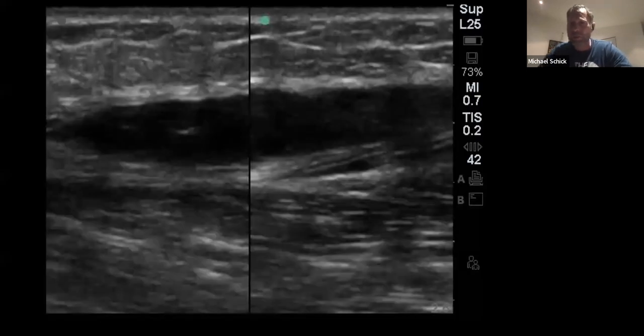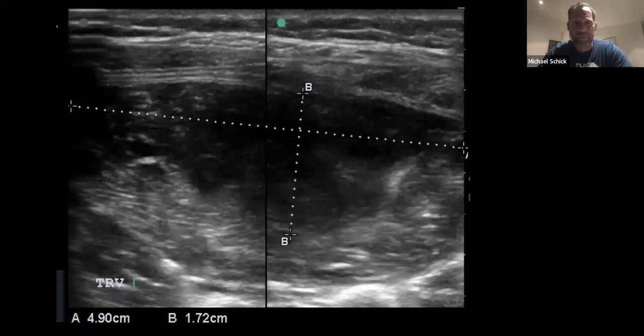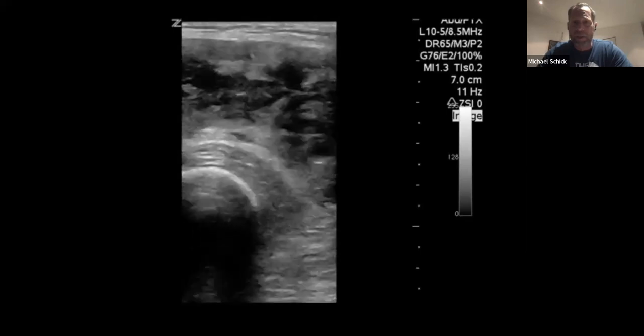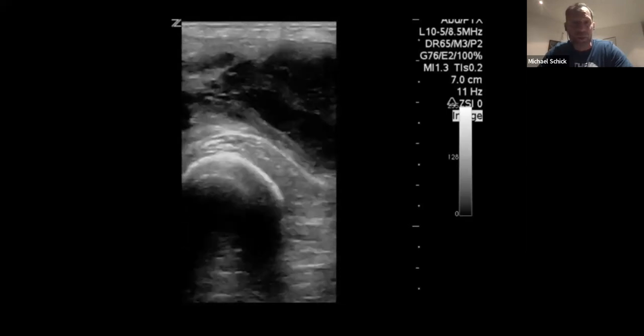Here it is with 2 still images put together so you can get a better idea of the extent of it. And now you can really appreciate that there's muscle above and below this collection. So it's like an intra-abdominal fluid collection. Here we're trying to measure it. It's pretty good size. This is an example of a different patient with the same diagnosis.